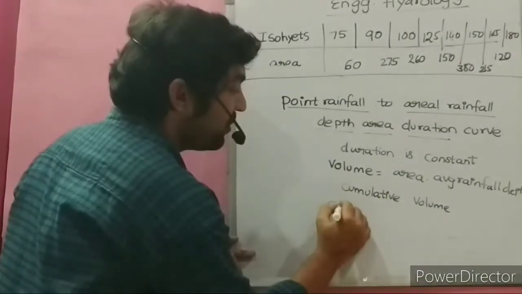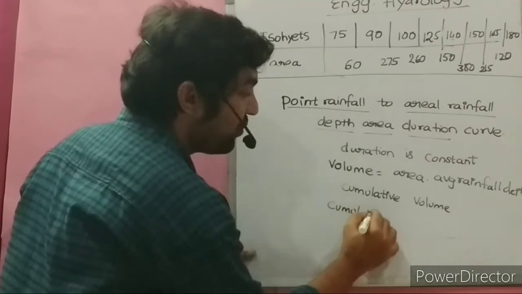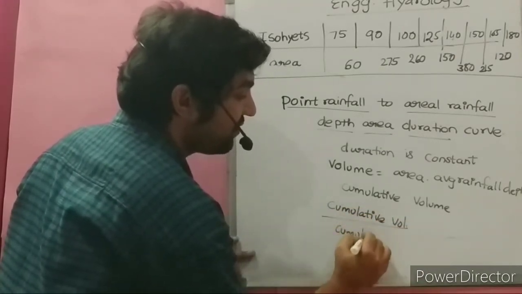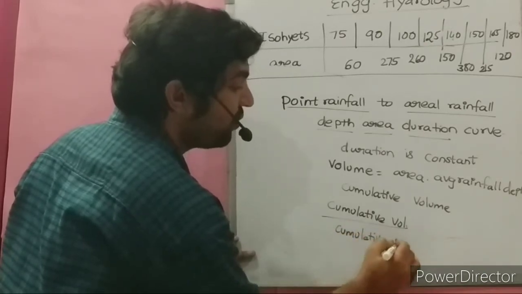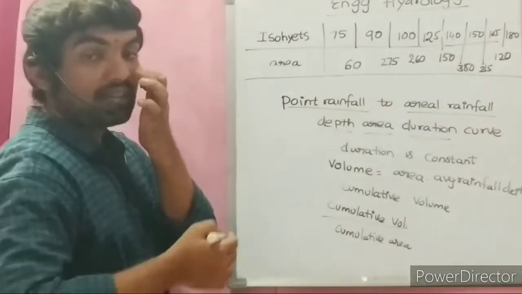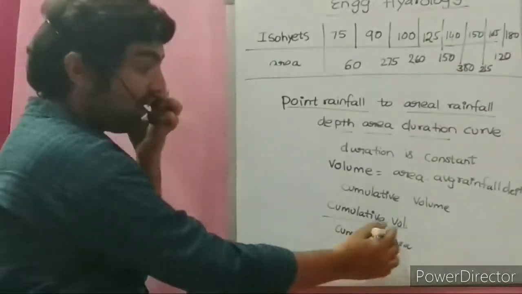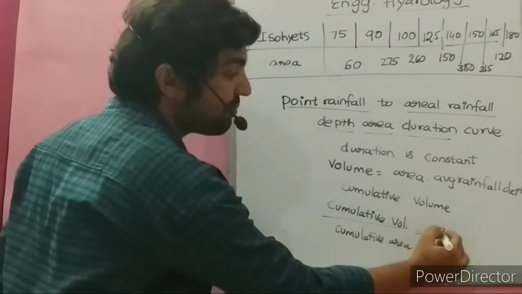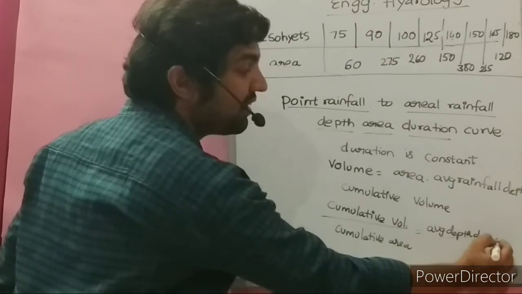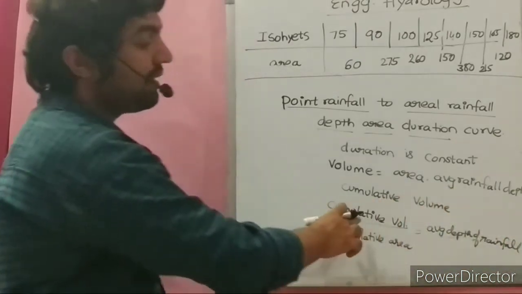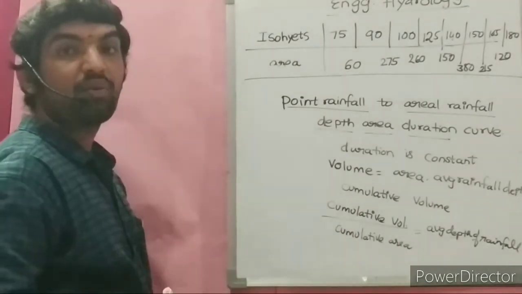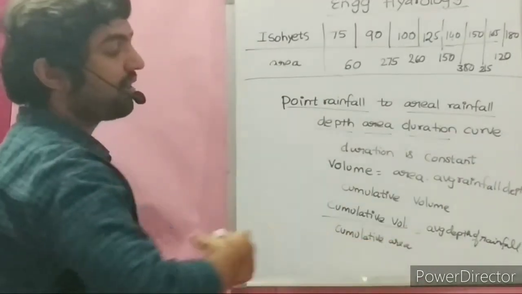Now what do you do? Cumulative volume upon cumulative area. Also calculate the cumulative area. How? 60 plus 275 plus 260, like that. So cumulative volume upon cumulative area gives the average depth of rainfall. That is what we are doing in the isohyetal method, sigma PA upon sigma A, which is nothing but cumulative volume upon cumulative area. So this is the average depth of rainfall.